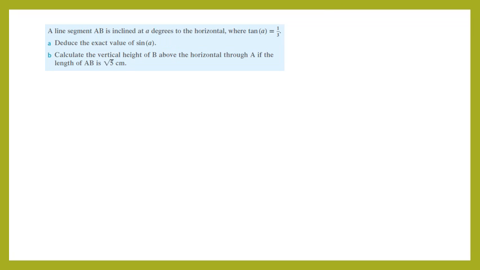A line segment AB is inclined at an angle A to the horizontal, where tan of A is equal to 1 over 3. Now when you have a question like this, you need to look at the different sides, because tan theta is actually equal to the opposite over adjacent, right? So the opposite is equivalent to 1, which means you can write a 1 there, and the adjacent is equivalent to 3.